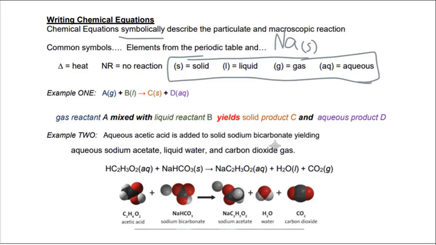And aqueous just means that something is dissolved in water. All right, and then of course we have this NR, which shows no reaction, and then this triangle, which means heat, or change in heat. Essentially, if I see this triangle, that means that heat is added to the reaction.